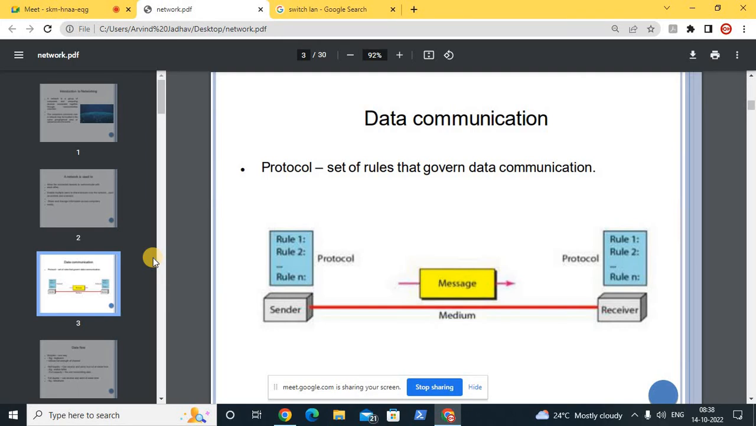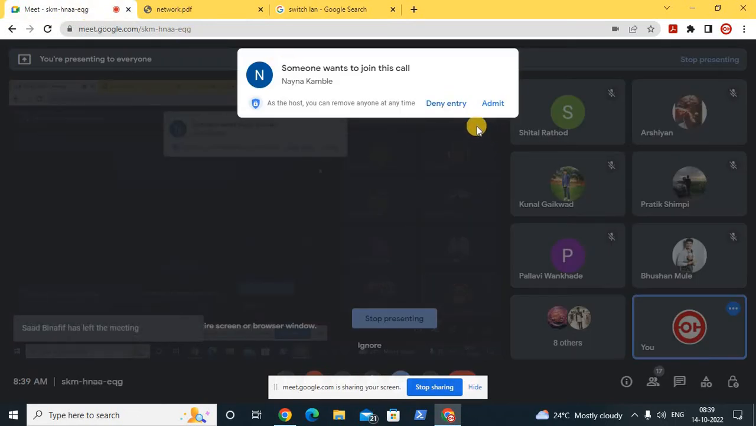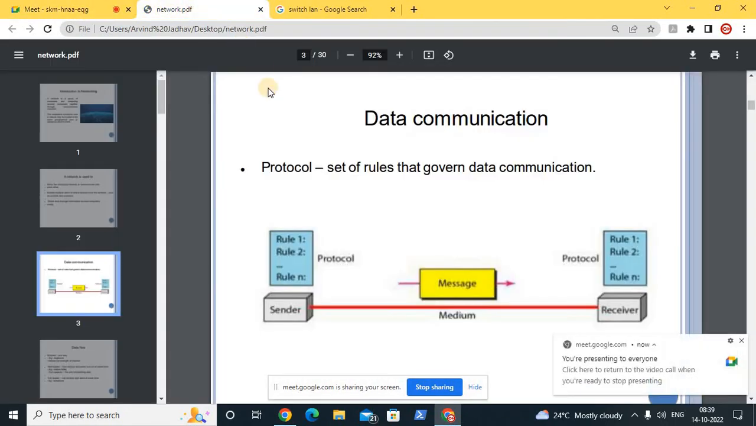In that, the communication will be done by using a protocol, a set of instructions, a set of rules. Simply we can say, what is a protocol? Protocol is nothing but a set of rules, a set of instructions that governs the data communication.